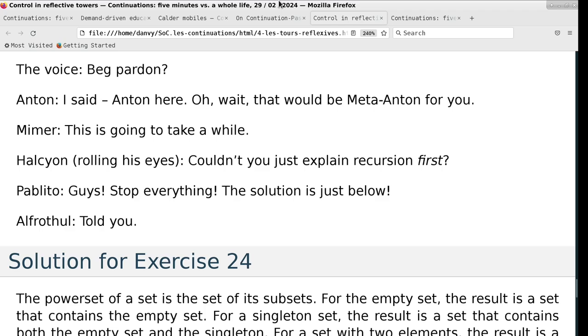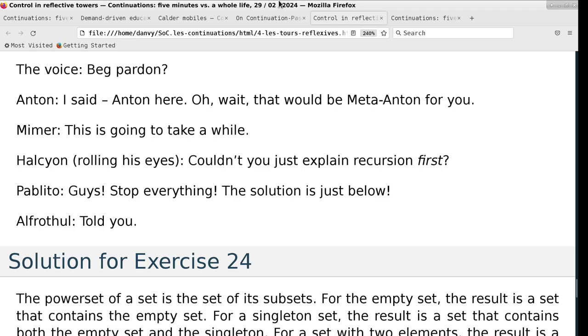You move your hands like that. Couldn't you just explain the question first? Moving your hands. Could you explain recursion first? Couldn't you just explain recursion first? Guys, stop everything. The solution is just below.